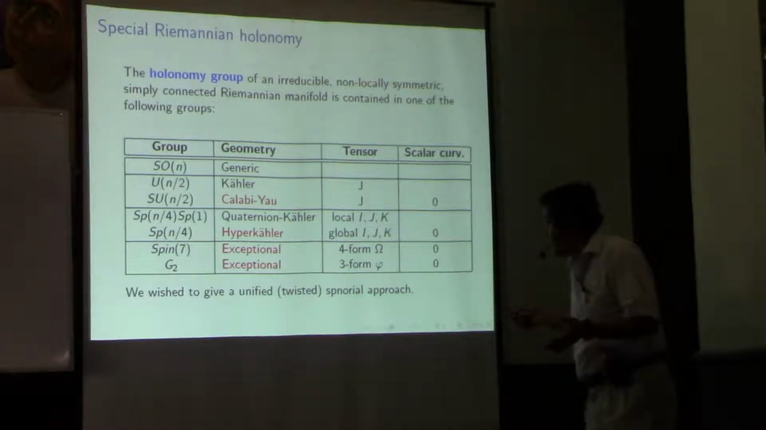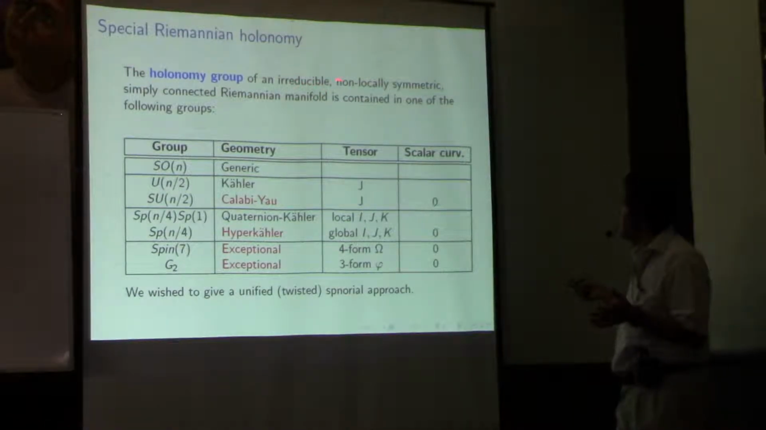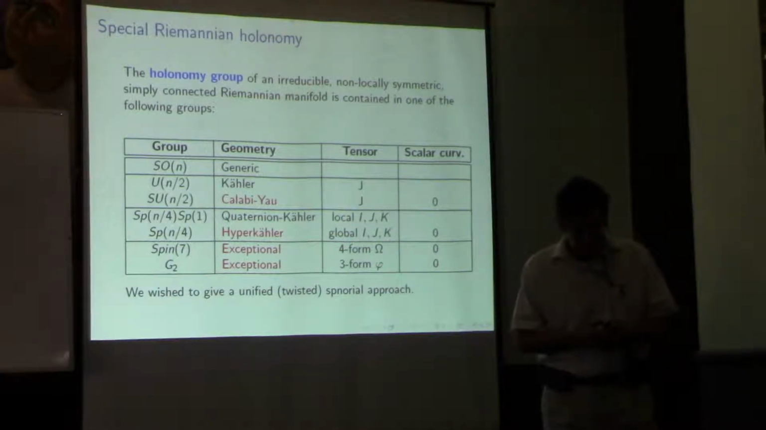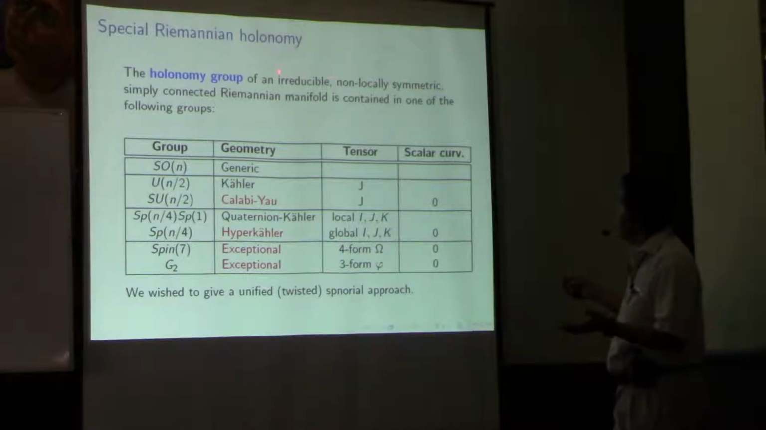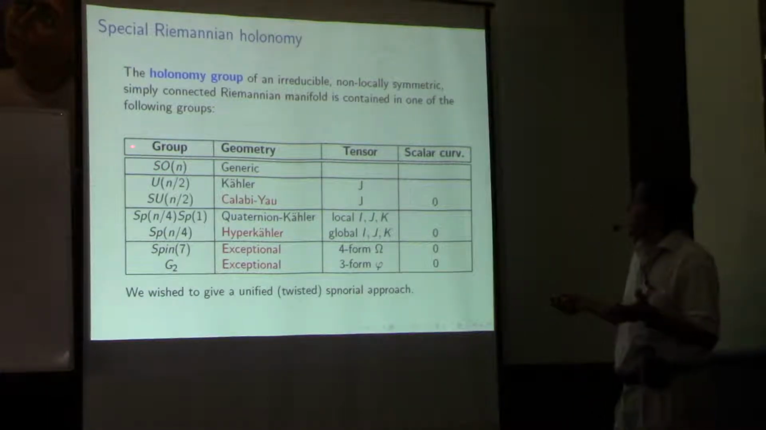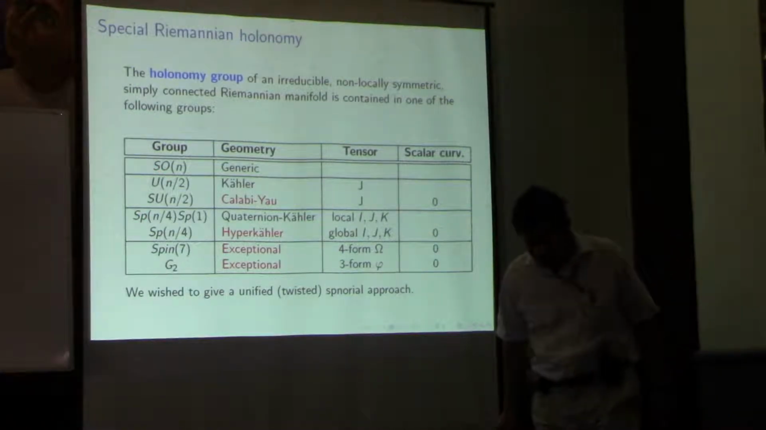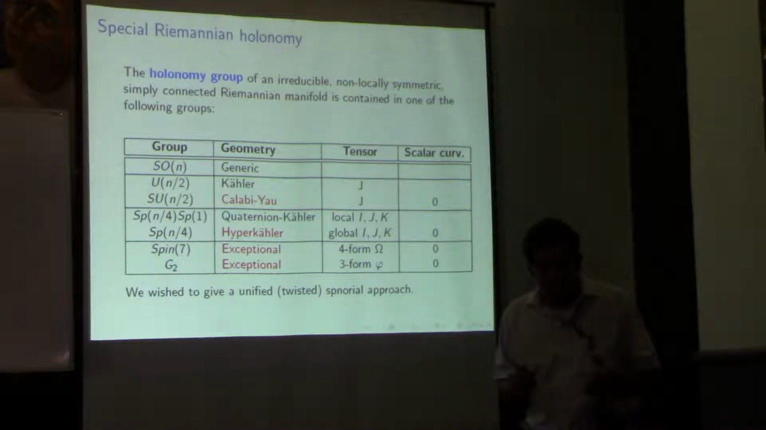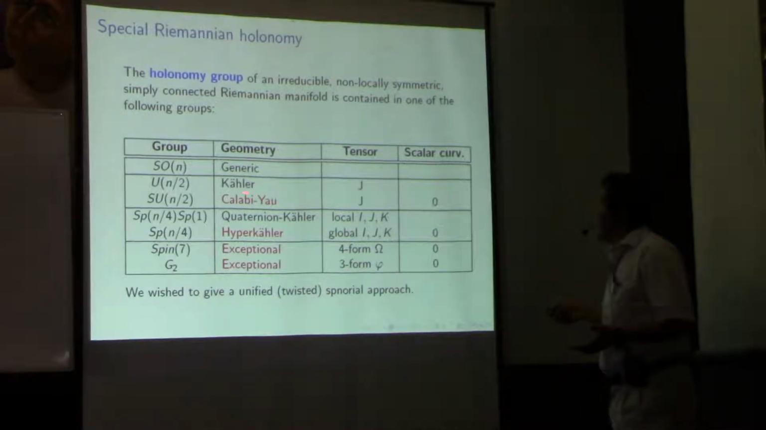Okay, so there is a classical theorem of Berger and Simons about the holonomy group of an irreducible, non-locally symmetric, simply connected Riemannian manifold. And it says that the holonomy group of such a manifold, and this avoids redundancies, must be contained in one of these types of groups, classical groups. Well, except for this one, which is exceptional. And I will say some words about this.